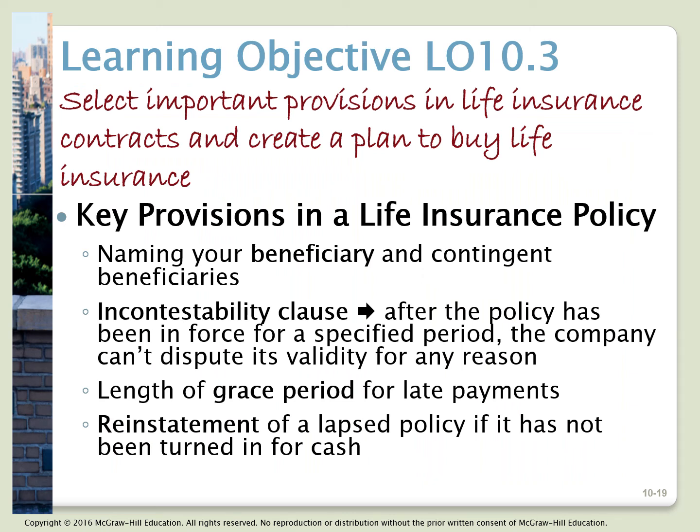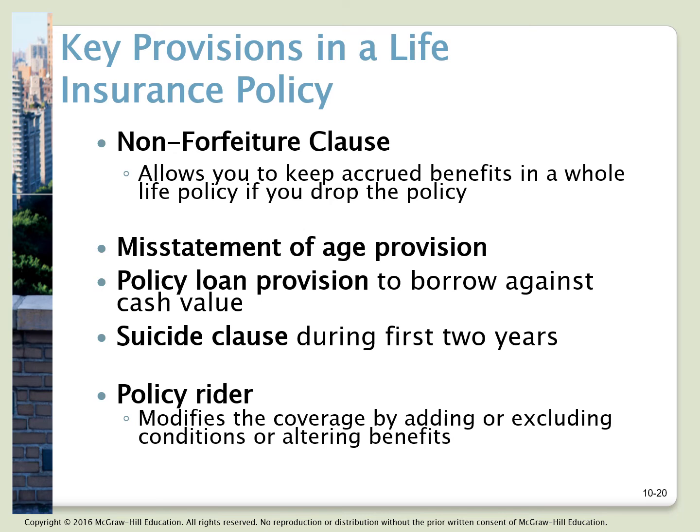So key provisions in a life insurance policy: naming your beneficiary and contingent beneficiary. So not just one, but more. The incontestability clause: after the policy has been enforced for a specified period, the company can't dispute the validity for any reason. Length of grace period for late payments. Reinstatement of a lapsed policy if it has not been turned in for cash. Again, this is just added benefits, if you will, for the policyholder.